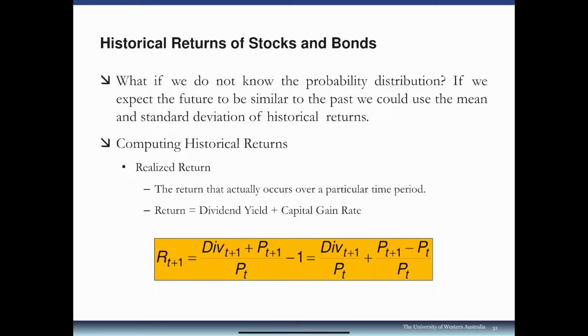We defined it this way because when you're holding a share, you're going to get a dividend, and you're going to get a higher share price, a capital gain, or a lower share price. So the return in that case is dividend yield plus capital gain rate, right? Remember, dividend yield is D1 divided by P0, and capital gain rate is P1 minus P0 over P0. So the return comes from two parts, and that return is what we call realized return, because that's what we observe.